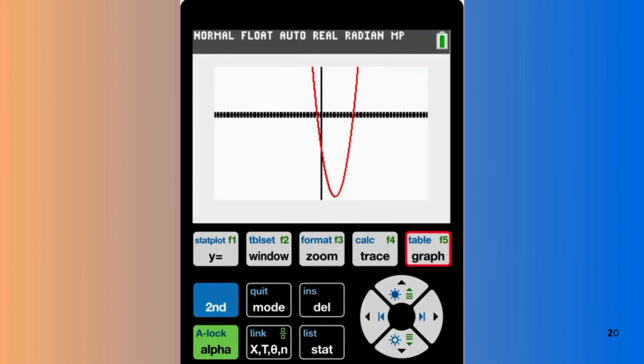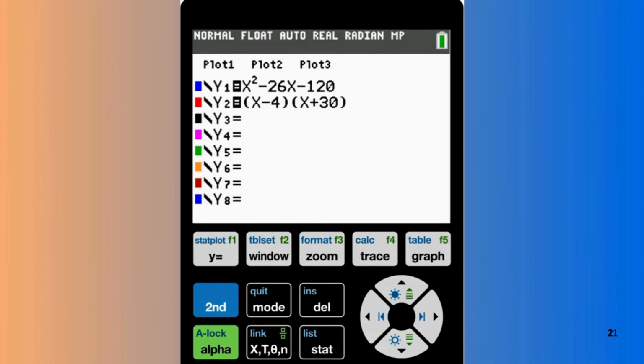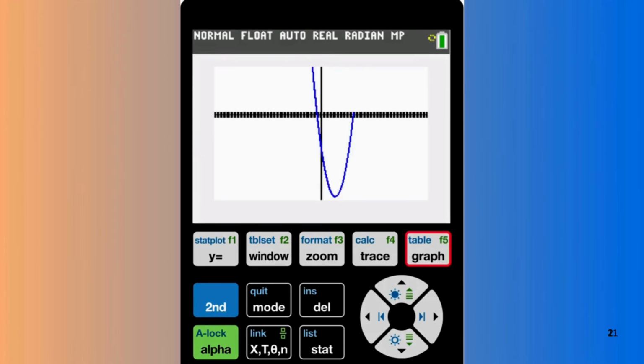And you see how that blue parabola turned into the red one, showing me that they are actually the same equation. They are equivalent expressions, and that's why they graph the same parabola. While if I had graphed a different answer choice, like answer choice 2, and I try to graph it, then I would get 2 different parabolas, showing me that those cannot be equivalent expressions.